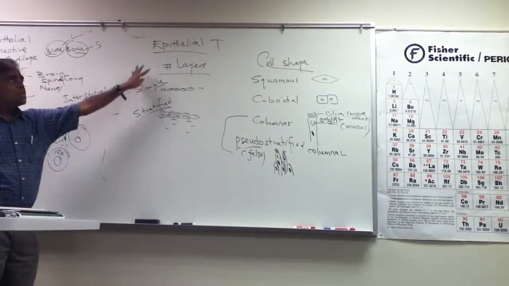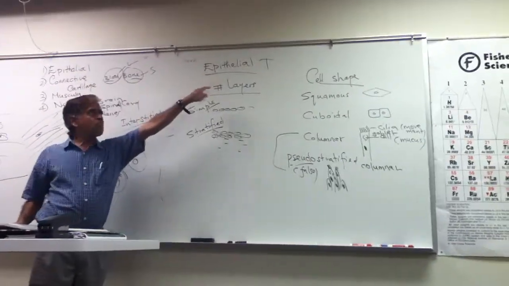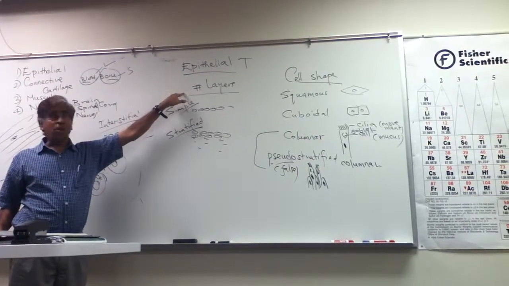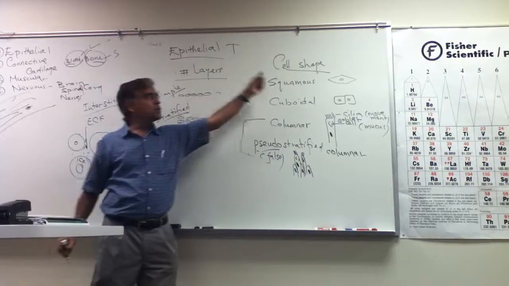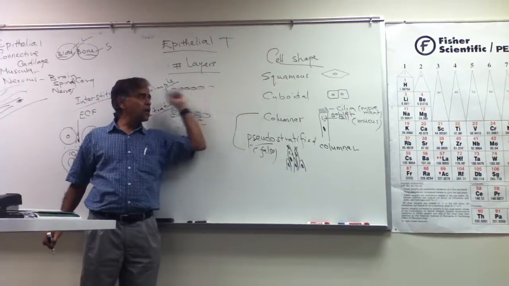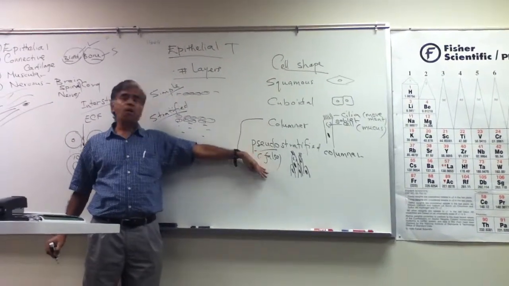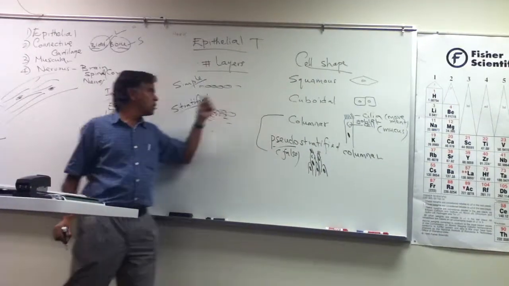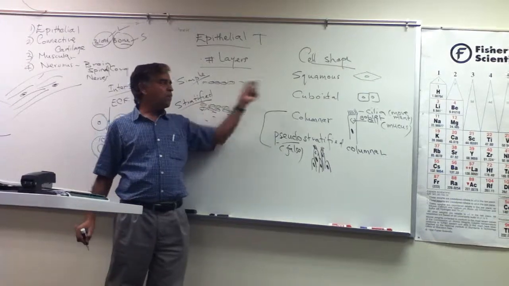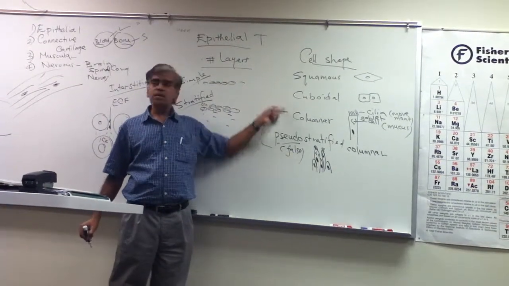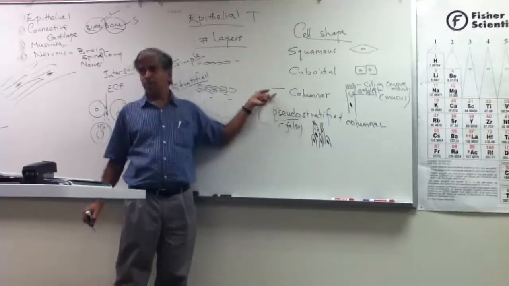So this is like giving a first name and last name. We have to consider the number of layers and the shape. Then you have either simple squamous, simple cuboidal, simple columnar, or pseudo-stratified columnar. Or you can have stratified squamous, stratified cuboidal, but you don't find stratified columnar.